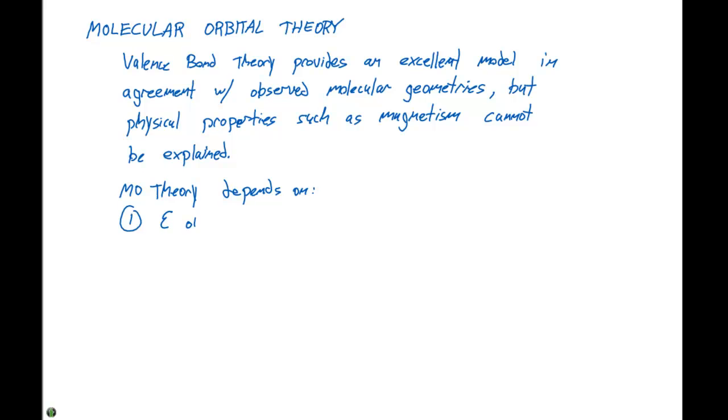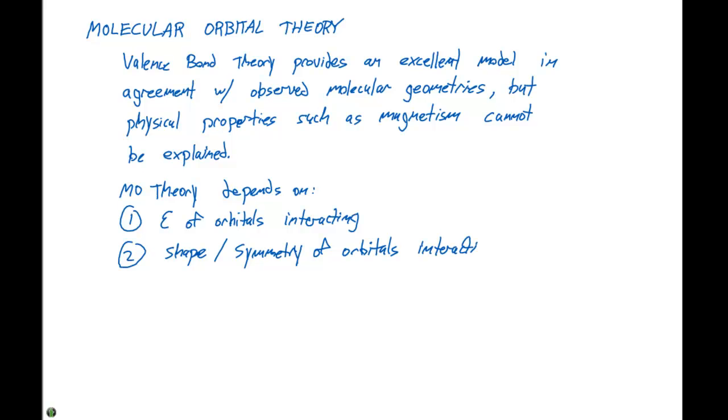One, the energy of the orbitals interacting, and two, the shape or symmetry of the orbitals interacting. The shape or the symmetry is going to depend on if we have a particular s orbital interacting with an s orbital, that's going to be different than a p orbital interacting with a p orbital. Or if this is a pz orbital, it's going to have a different interaction than the py orbital would. So this overlap is going to be much different here than it is here than it is here.